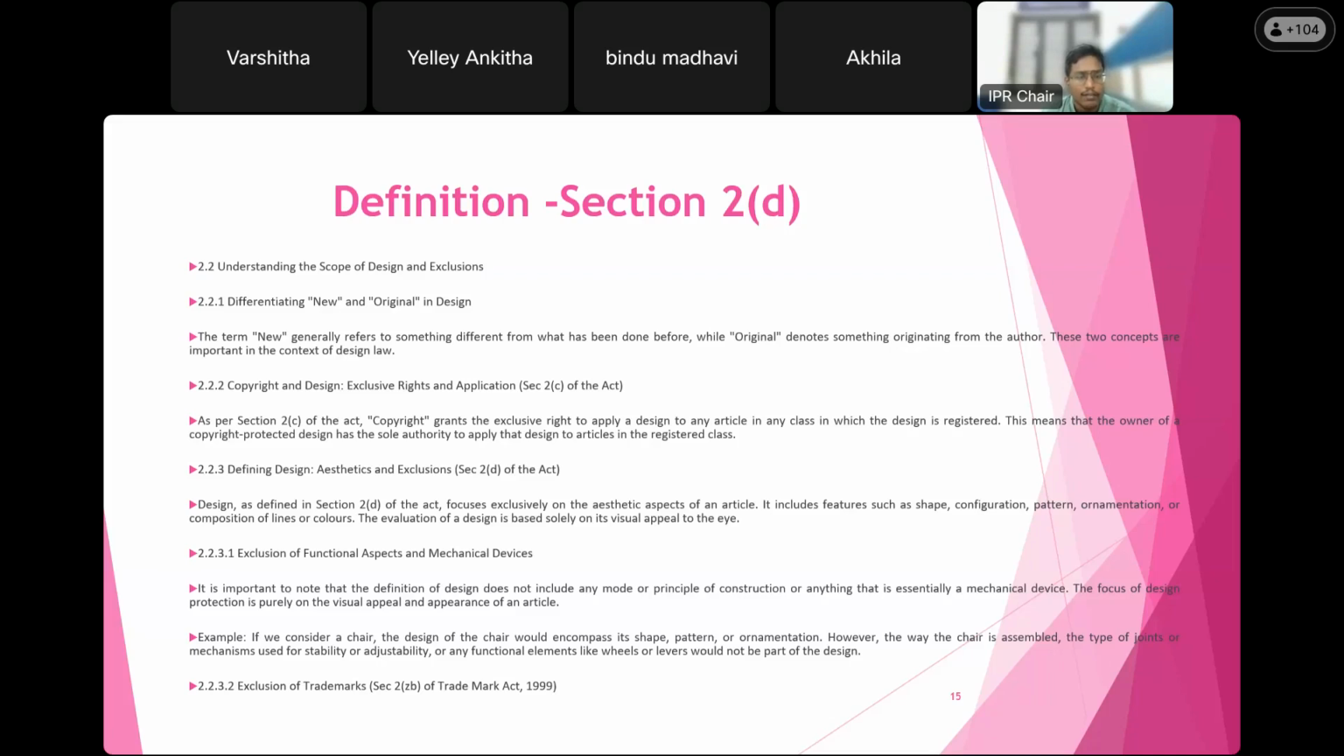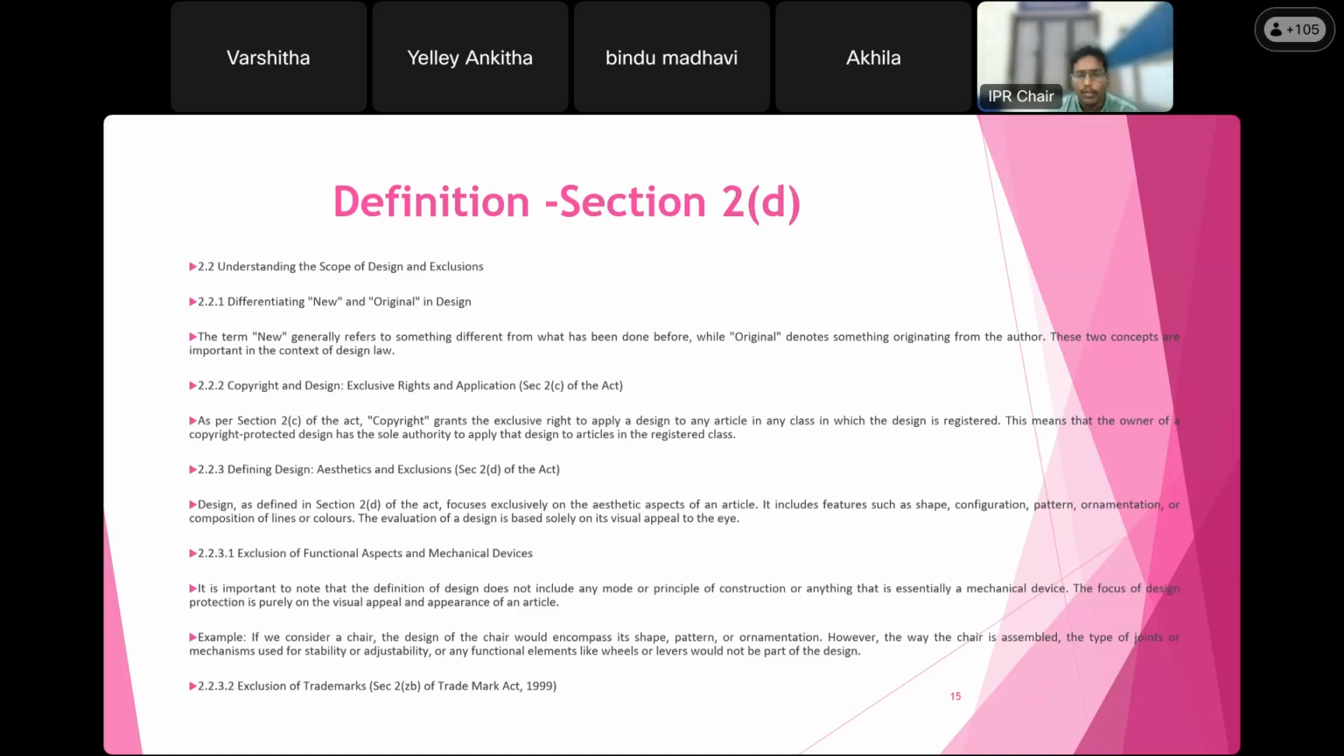And the next one is exclusion of functional aspects and mechanical devices. Some things are not protected under industrial design. It is important to note that the definition of design does not include any mode or principle of construction or anything that is essentially a mechanical device. The focus of design protection is purely on the visual appeal and appearance of an article. So it protects only visual aspects. It does not protect any functionality, or any mode or principle of construction.